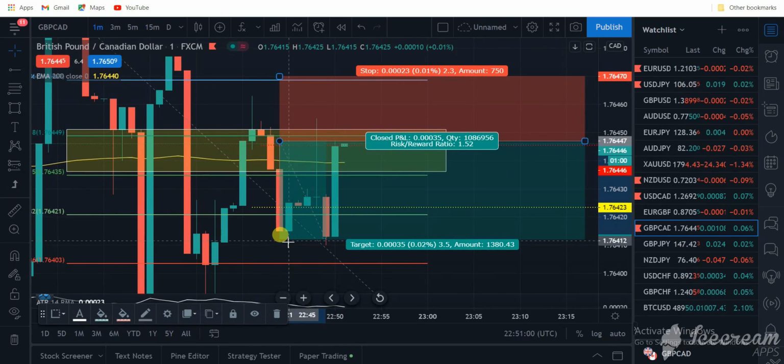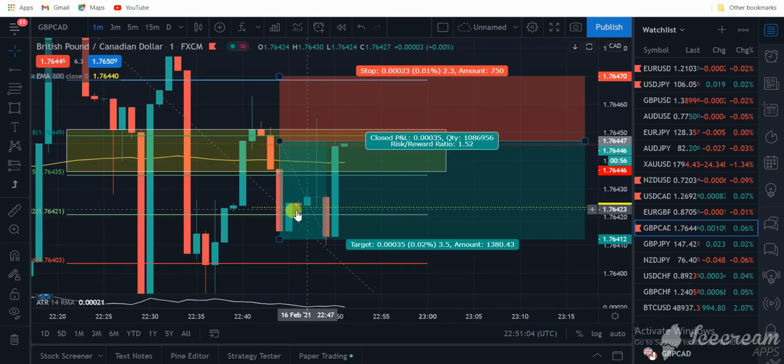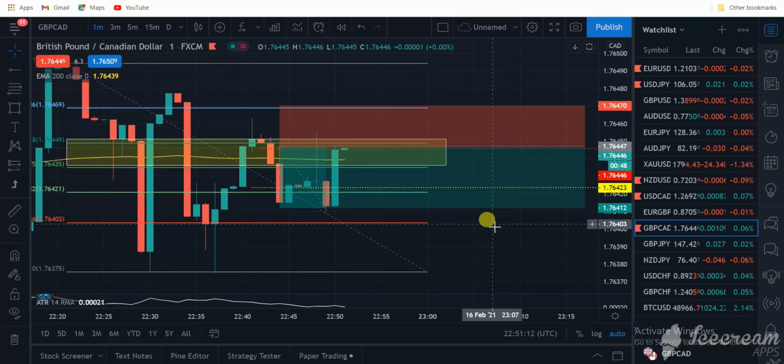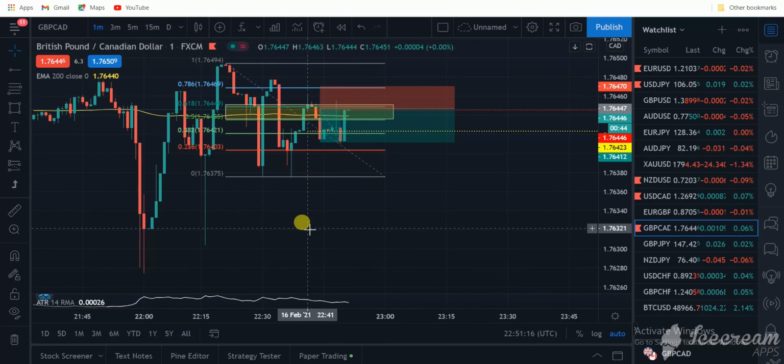So like I said, if you are taking a 1-to-1.5, this trade would have been a win. If you are taking a 1-to-1, this trade is a win. But I would just count this as a break-even trade, because my stop was obviously at the entry of my trade. So basically we lost nothing and we won nothing on this trade.